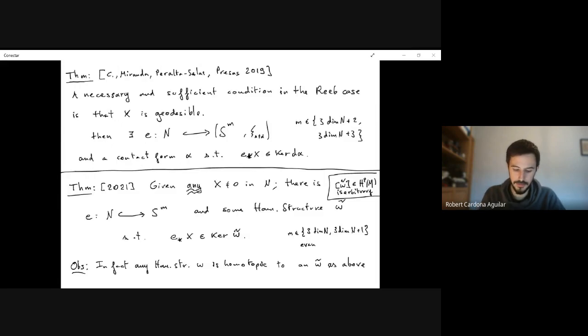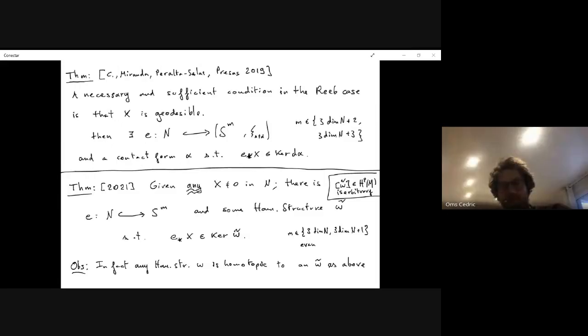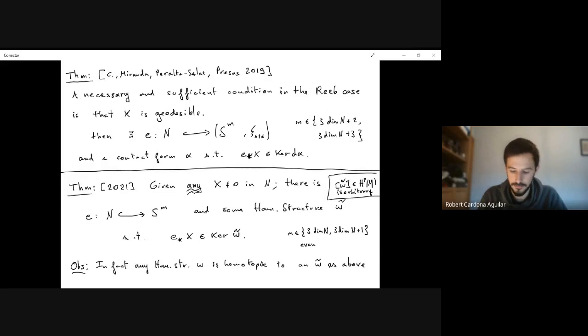So here I'm just... Robert? Yes, I don't understand your observation here. In fact, any Hamiltonian structure is homotopic to an omega tilde above. What do you mean by this? In the statement of the theorem, I just said that there exists one. So there exists some Hamiltonian omega tilde such that the kernel coincides with X along the embedding.